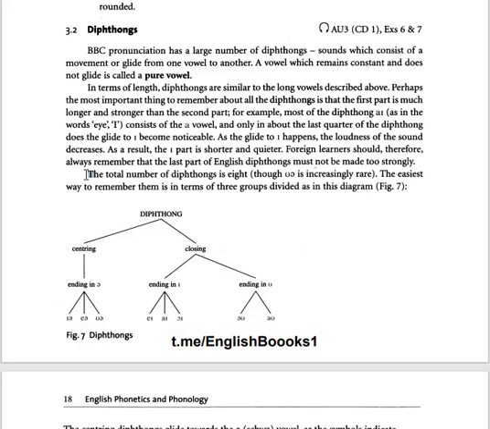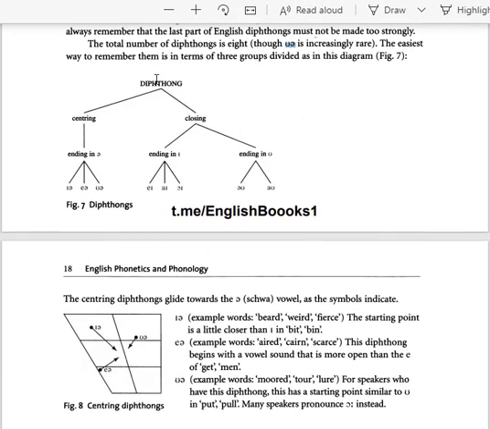The total number of diphthongs is 8. That means we have 8 diphthongs. Though this sound, OA, is increasingly rare, the easiest way to remember them is in terms of 3 groups, divided as in this diagram, figure 7, as you see.